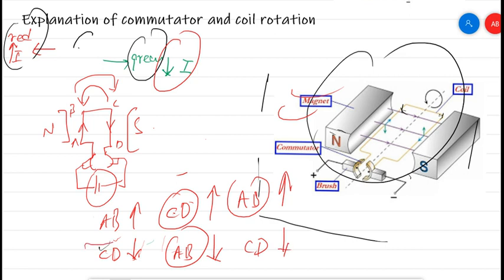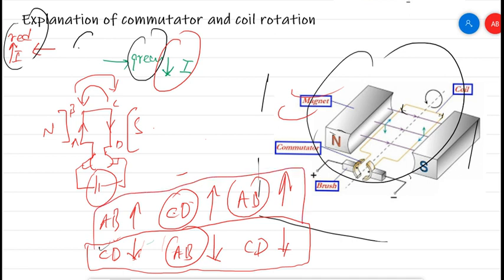It means the concept I need to keep in mind is that the direction of the coil is changing when it is rotating, but the direction of the current remains the same, it remains constant. Why? Due to this commutator. So my dear friends, this is the main function.